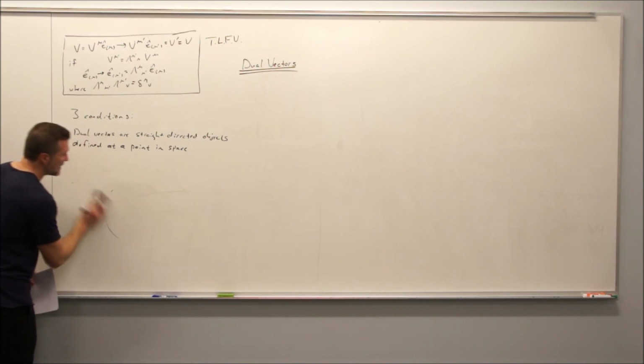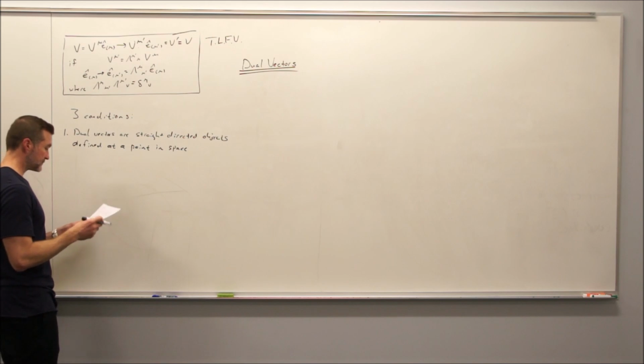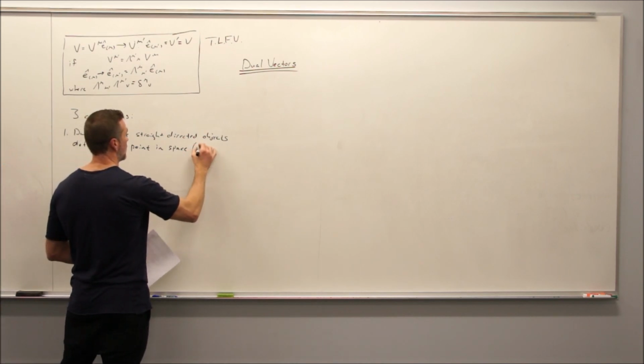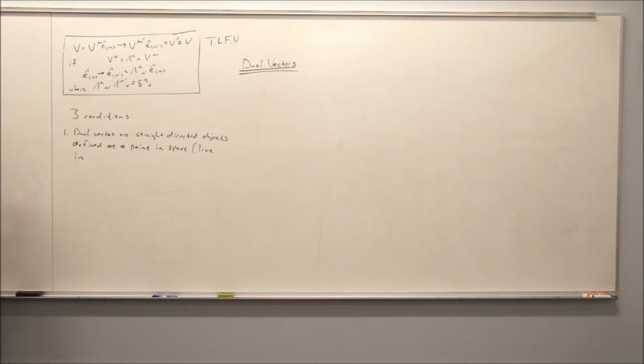Okay? Now, we don't want to confuse dual vectors with vectors. And so we don't want our dual vectors to live in tangent space, because that's the space that vectors live in. We got to have them live in a different space.